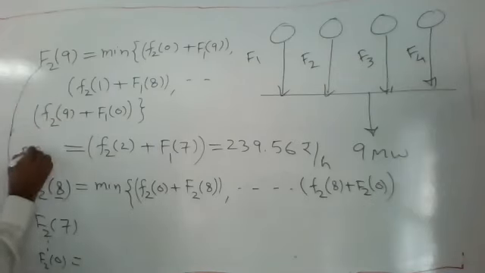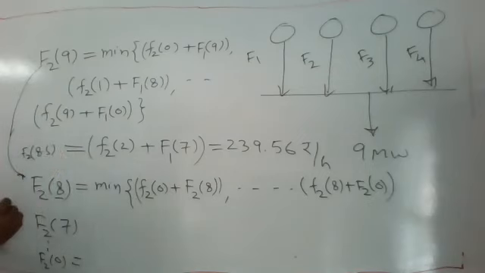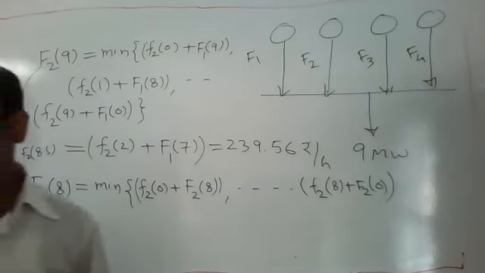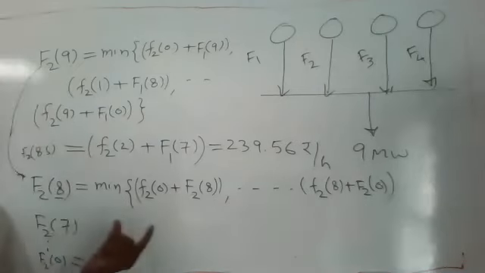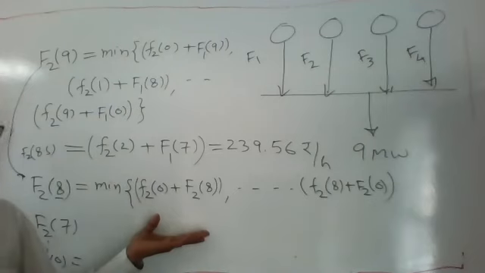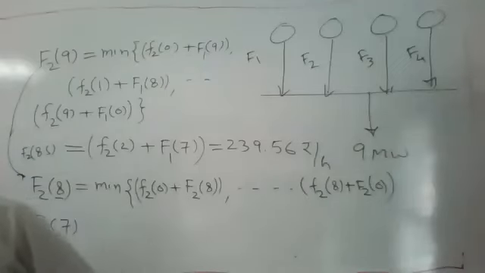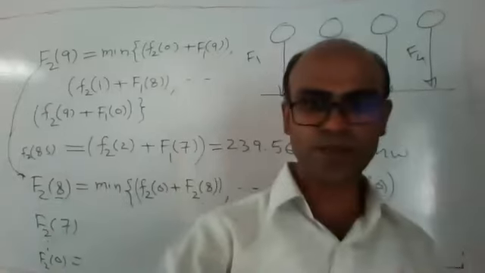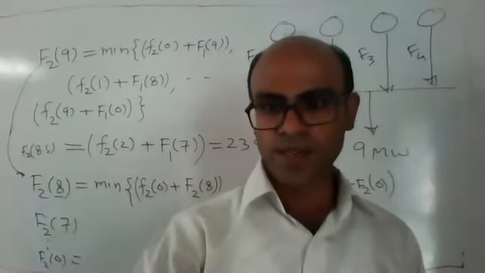So with 8.5, your solution will become more accurate. But the number of steps increases, so the computational burden increases. If you are making a smaller time step, then the number of steps and computations increases, but the accuracy of the solution will increase. So this is the procedure of dynamic programming. Any question?